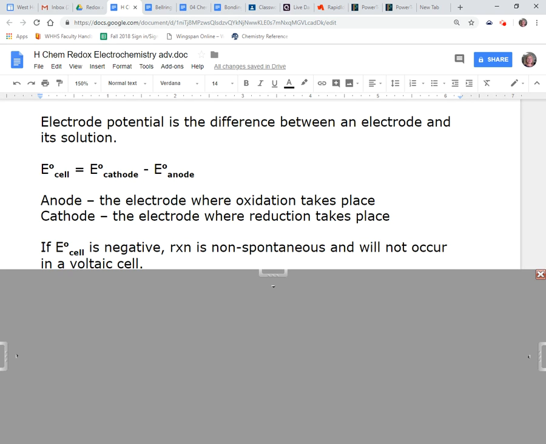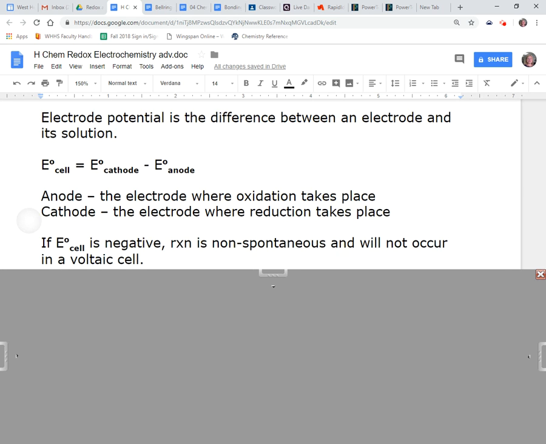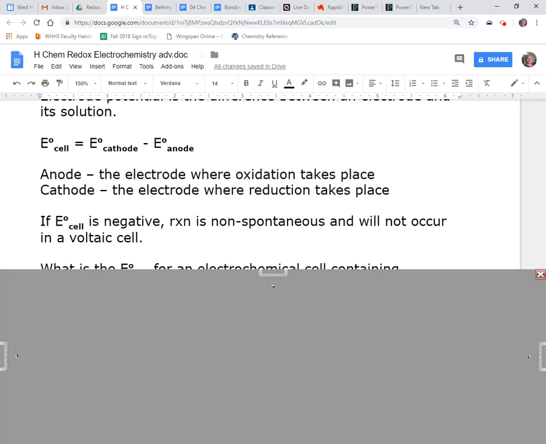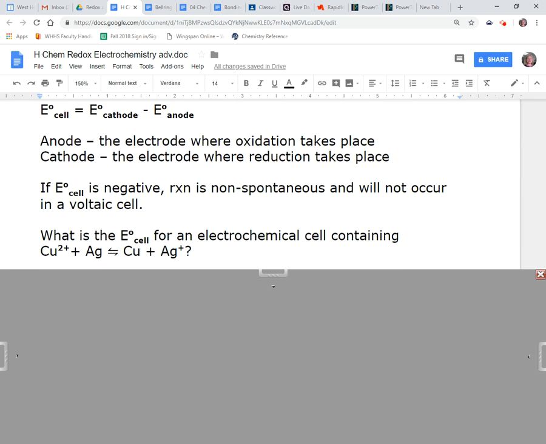If E cell is negative, the reaction is non-spontaneous and will not occur in a voltaic or galvanic cell. It's going to occur in an electrolytic cell, and we're going to have to force that reaction to happen. So if E cell is positive, the reaction is spontaneous and it will occur in a galvanic cell. So it's important to remember your signs there.